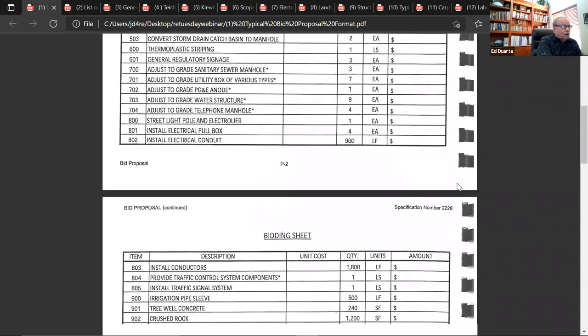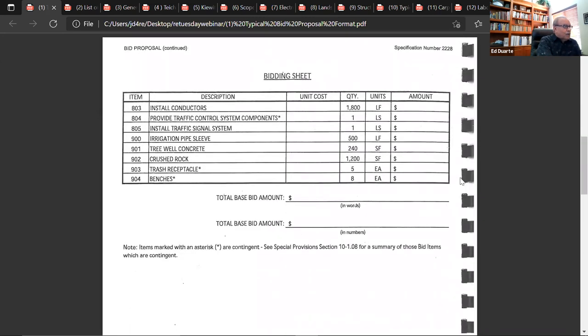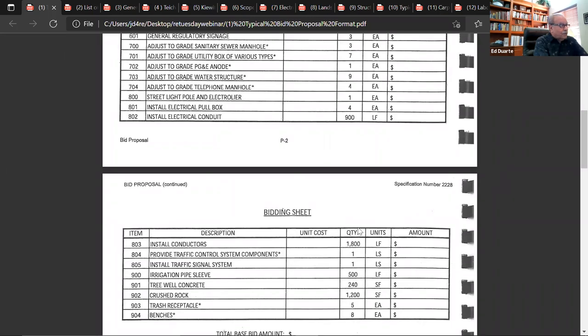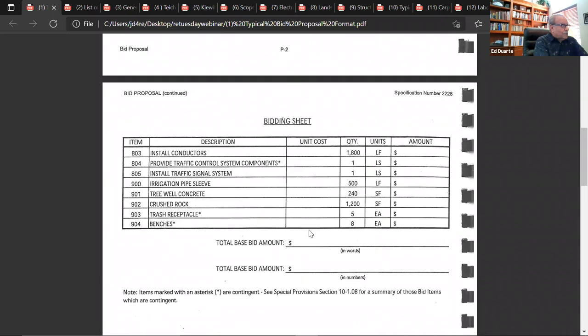If you go down through all of those, this particular job ends with item number 904, benches, of which there is a quantity of 8 each. What the general contractor on this proposal will need to do is fill in the unit cost. Let's go to trash receptacle. And there's 5 of them.